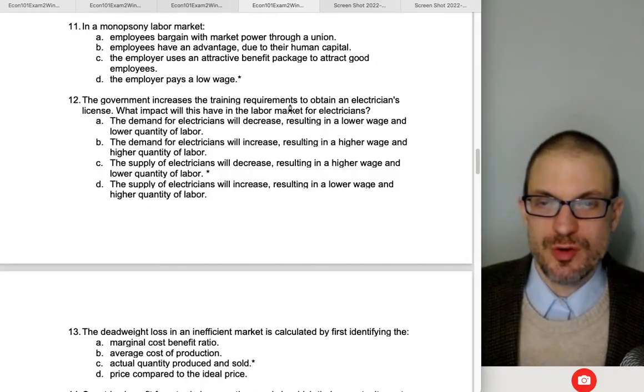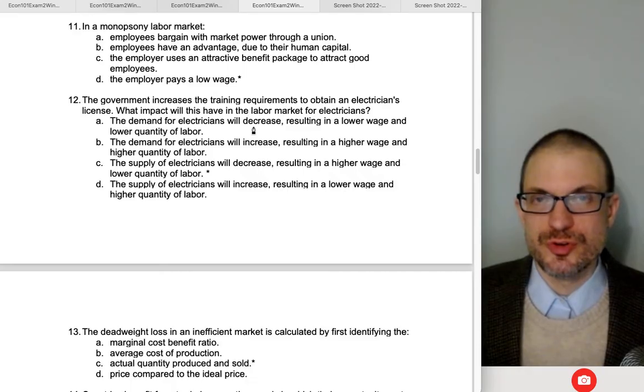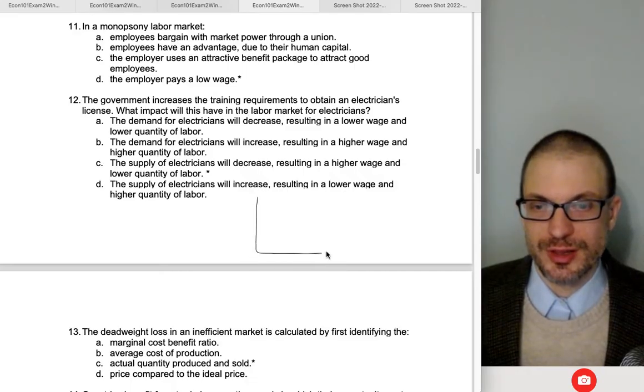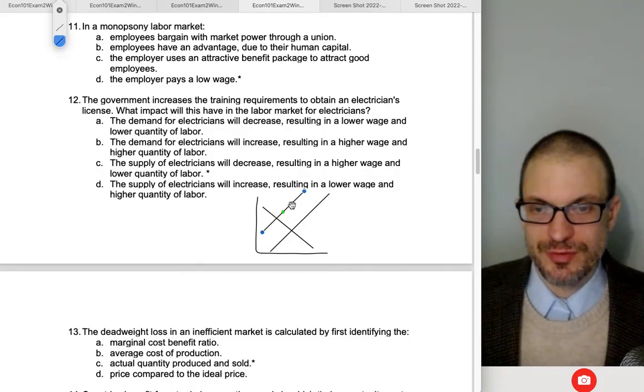Government increases training requirements to obtain an electrician's license. What impact does this have on the market for electricians? Well, higher licensing requirements is going to reduce the labor supply. So we're going to get a leftward shift of the labor supply curve. And then with the leftward shift of labor supply, we're going to get a higher wage and a lower quantity.